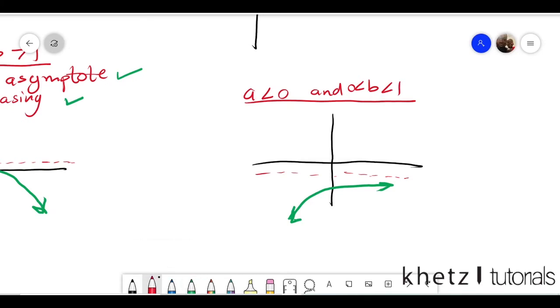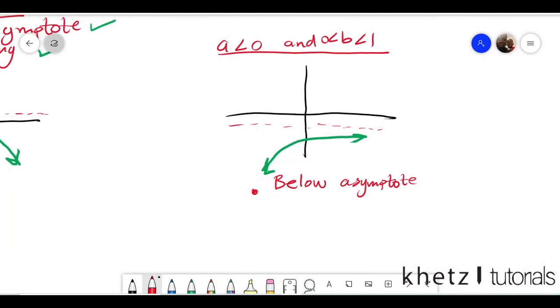So there are two things again. This graph is below the asymptote because A is less than 0. But it is increasing.